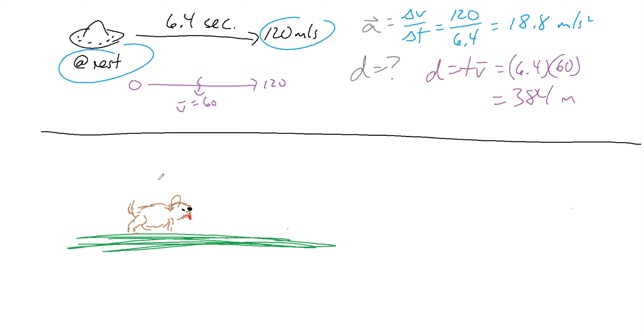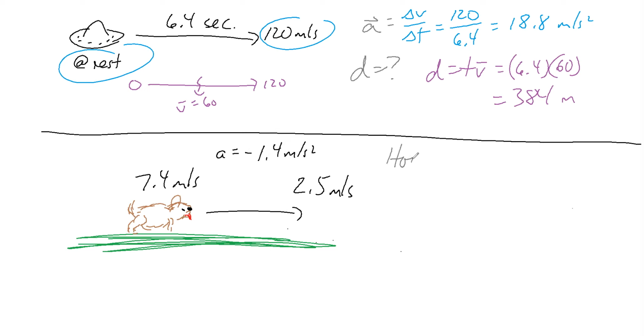And let's say the dog's running along at 7.4 meters per second. And it is going to accelerate. And let's say it slows down to 2.5 meters per second. All right, and the acceleration that it used is a negative acceleration because it's slowing down. So the acceleration, let's say, is negative 1.4 meters per second squared. All right, so first things first, how long did it take for it to accelerate?